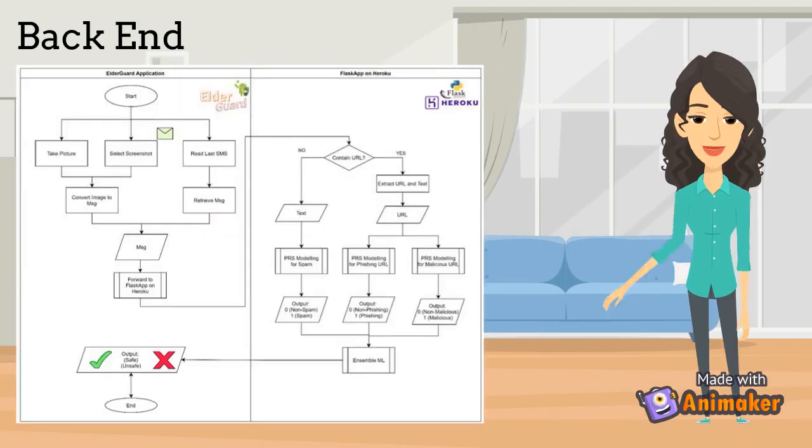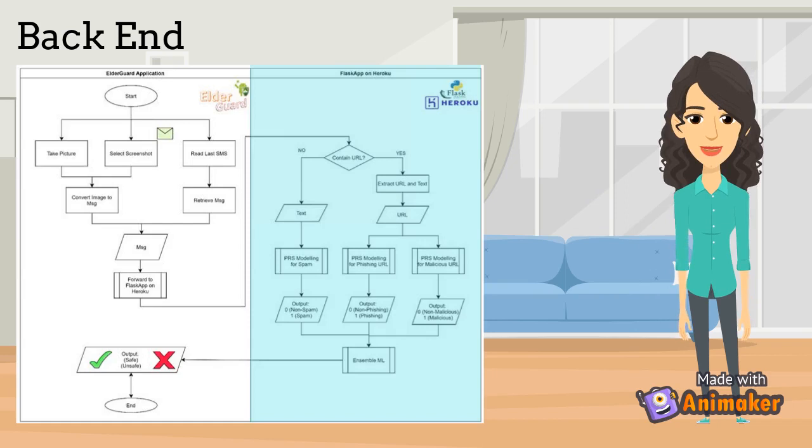For the backend, a Flask application is deployed and hosted on Heroku. All of our 3 modules, the spam text module, phishing URL module and malicious URL module, are contained in this Flask application. The extracted URL and text obtained from the ElderGuard Android application will be wrapped as a query and forwarded to the Flask server hosted on Heroku.